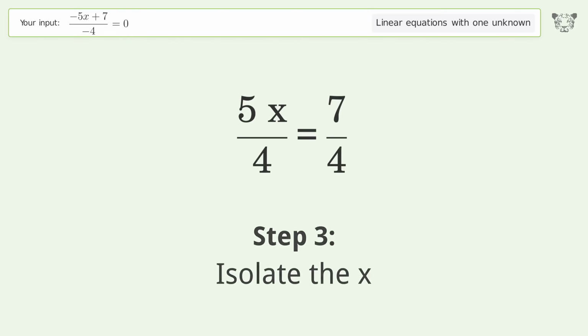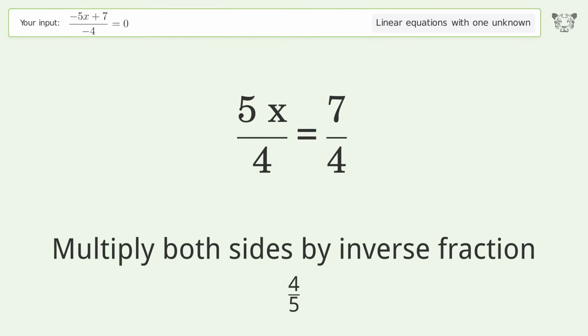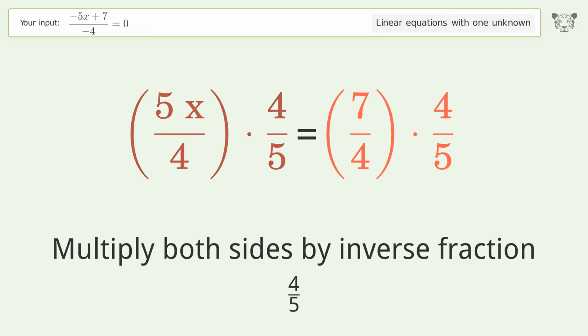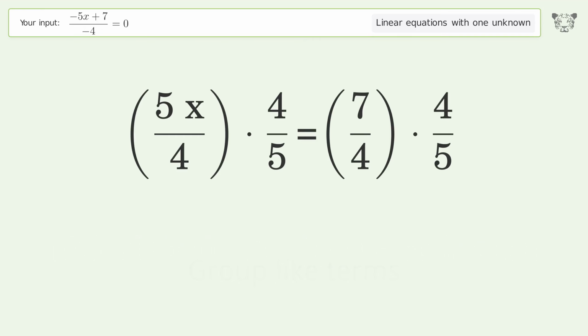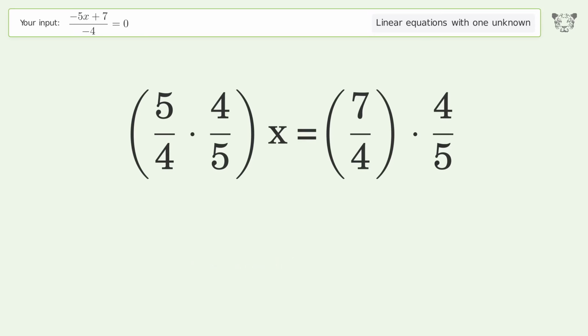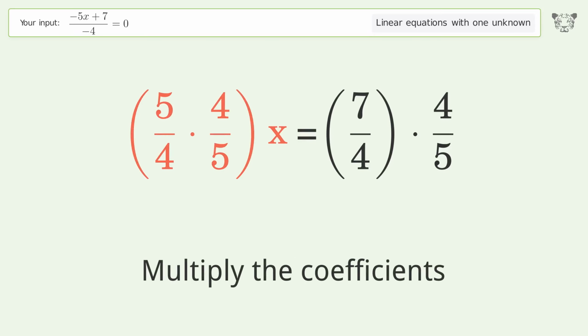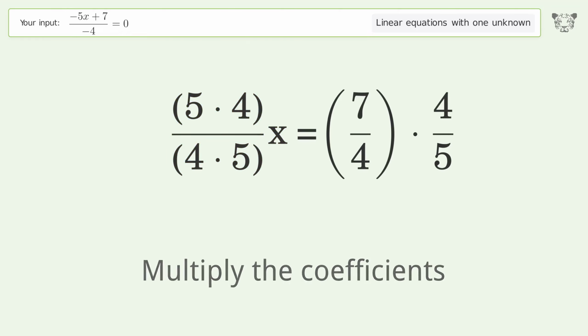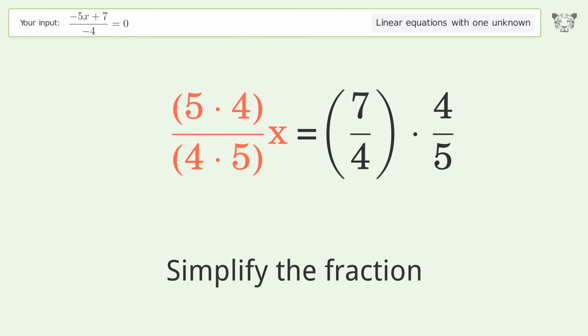Isolate the x. Multiply both sides by inverse fraction 4/5. Group like terms. Multiply the coefficients. Simplify the fraction.